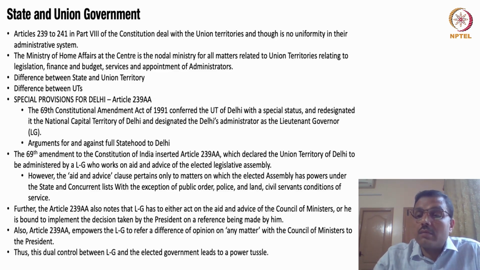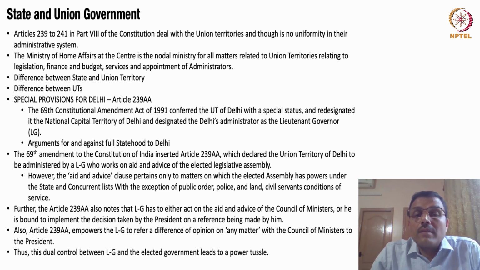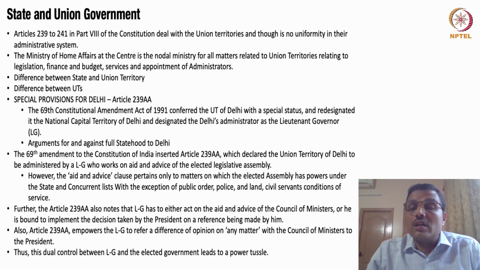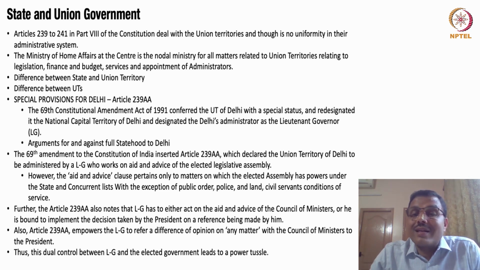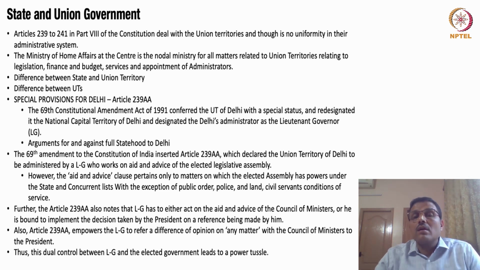Okay, let's move on and look at the state and the union government. Now, Articles 239 to 241, which is Part 8 of the Constitution, deals with union territories, and interestingly, each of these union territories are not necessarily having uniform administrative system. Which are the union territories that we are speaking about? We are speaking of the union territories which is there in the constitution.